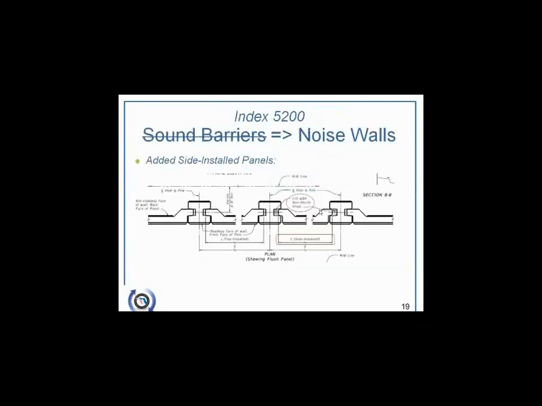Okay. Index 5200, we can now no longer use the term sound barriers. We changed it all from sound barriers to noise walls. This is to bring it in compliance with FHWA terminology. Also, we've added side installed panels for ease of construction where there are overhead restraints, telephone lines, etc. If there's not enough room to lift the panel overhead and install it, the side install panels are allowed in locations where that's an issue.